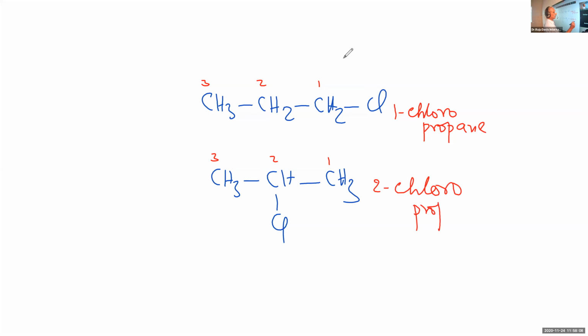2-chloropropane. See, both the compounds are chloropropanes. But the positions of the heteroatom, that is the chlorine atom, are different. One is 1-chloro and the other is 2-chloro. The positions are different. So such isomers in which the functional groups are the same, but the positions are different, are called position isomers, and that's position isomerism. Now I come to the fourth one, that is called metamerism.